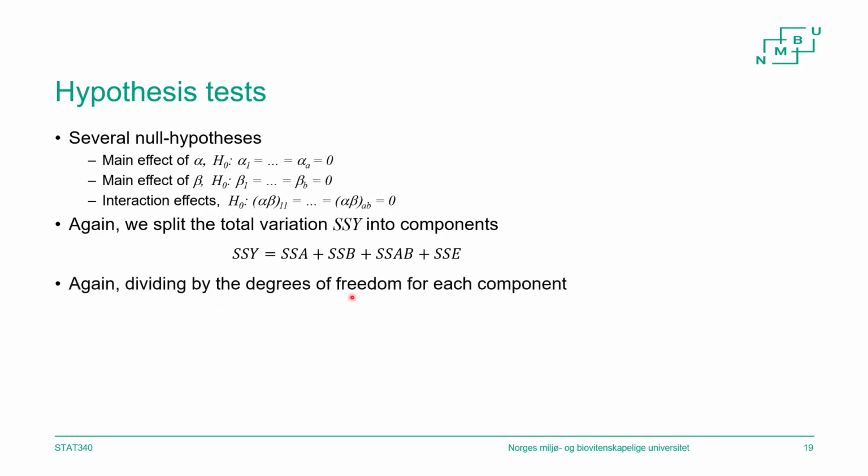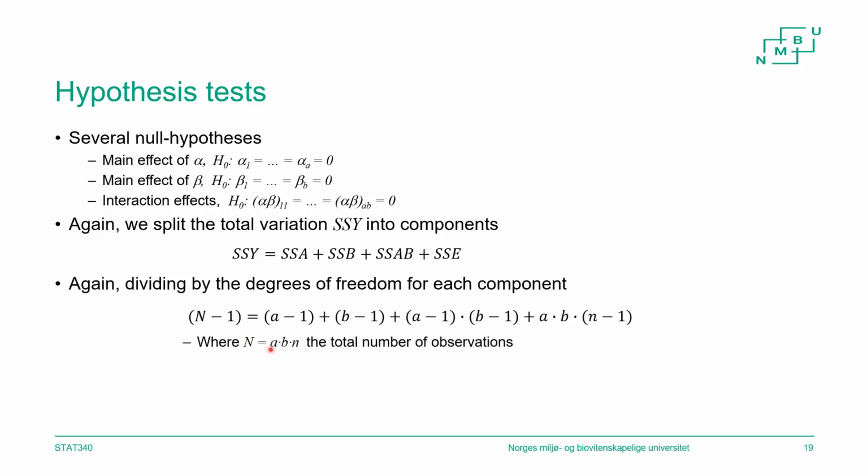And then again, we divide by the degrees of freedom for each component, and that is this one where capital N is actually the total number of observations, because we have A levels of factor alpha and B of factor beta. So we have this many combinations, and then we have n observations for each combination again. So we have this balanced full factorial. Okay, so if you take this one and divide by this one, you get the MSA. If you take this one and divide by this one, you get the MSB. And if you take this one and divide by this product, you get MSAB.